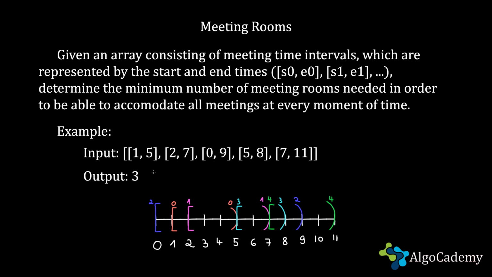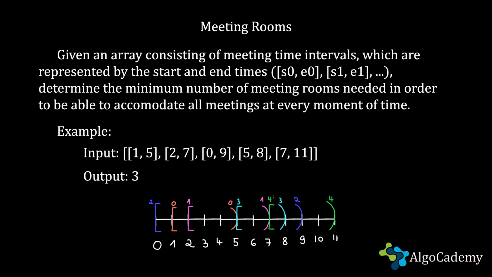So here, as you can see, 1, 5 is this one, the pink one. 2, 7 is which one? This one, the purple one. 0, 9 is the blue one. I marked here the indices. And as for this example, let's explain why the answer is 3.